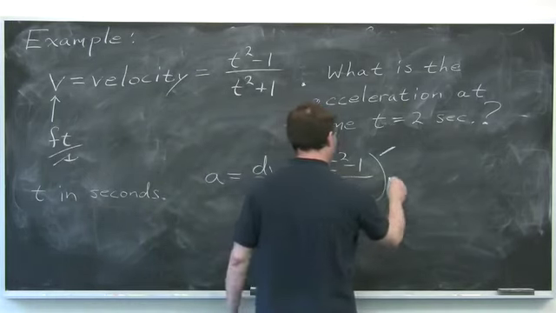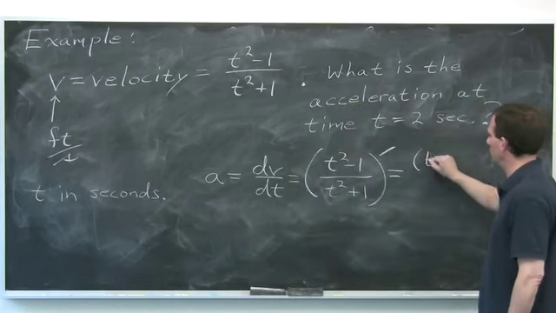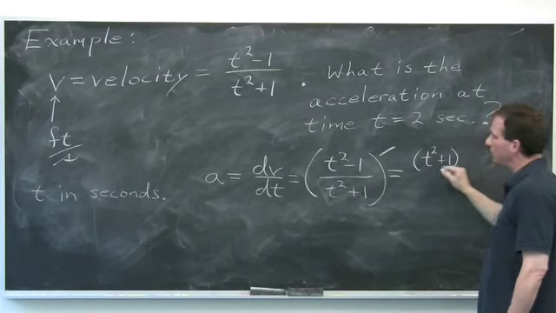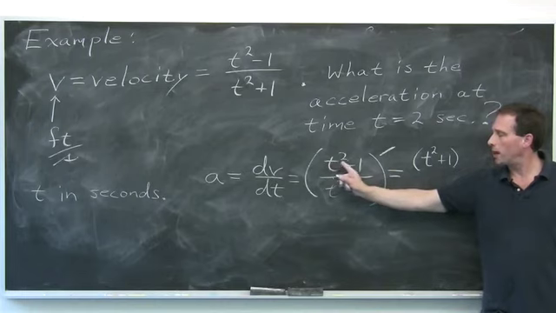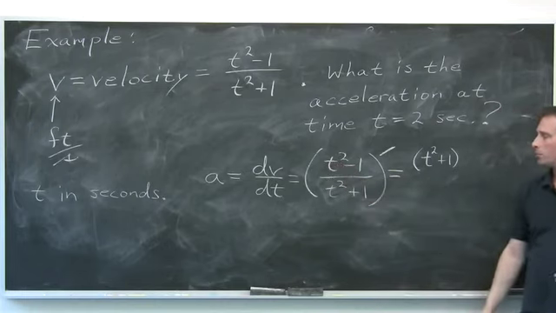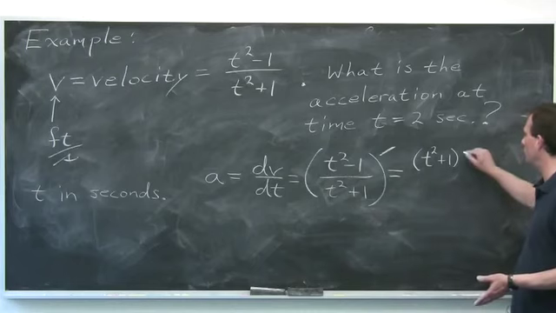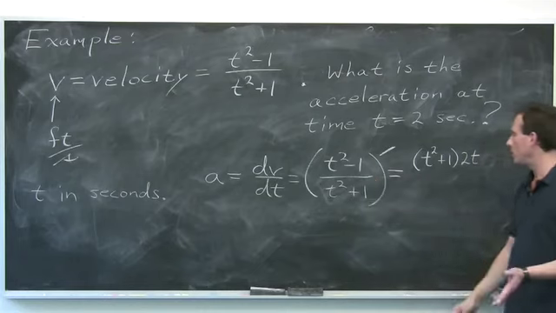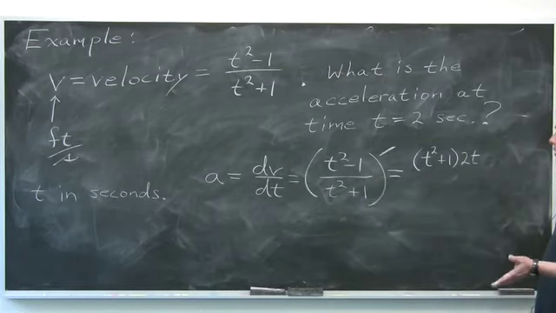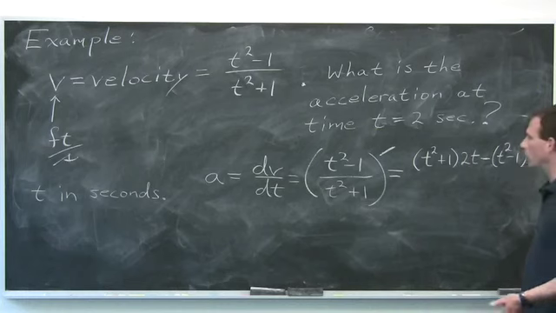You get, this is the bottom, the t squared plus 1, times the derivative of the top. The derivative of the top, by the power rule, you bring the exponent down as multiplication, you subtract 1 from the exponent. You get 2t to the 1. That's just 2t. Minus the derivative of 1, but that's 0. So you just get this. That's the bottom times the derivative of the top. Then there's minus the top times the derivative of the bottom.